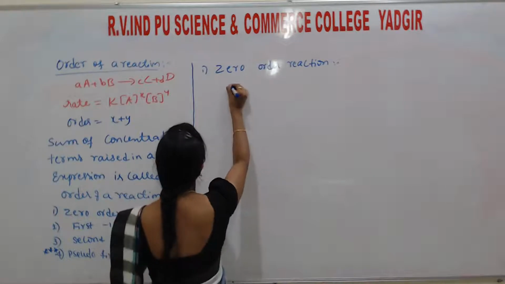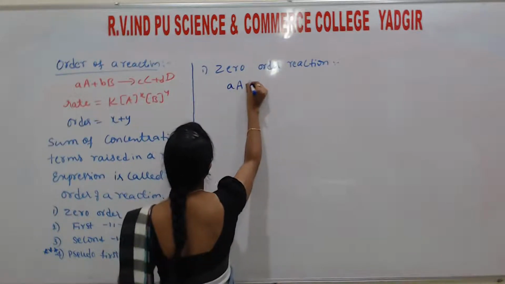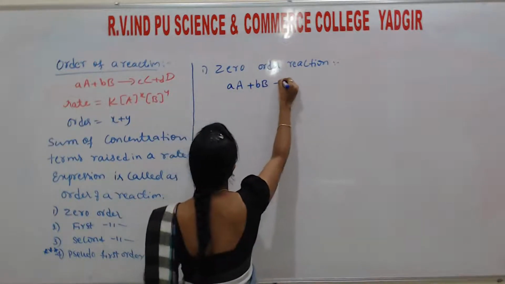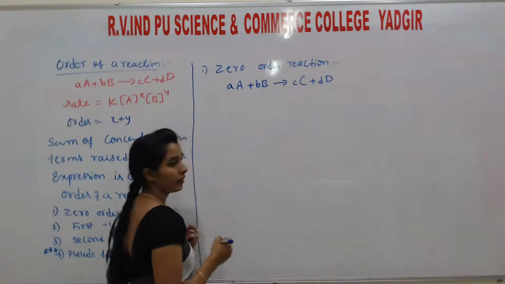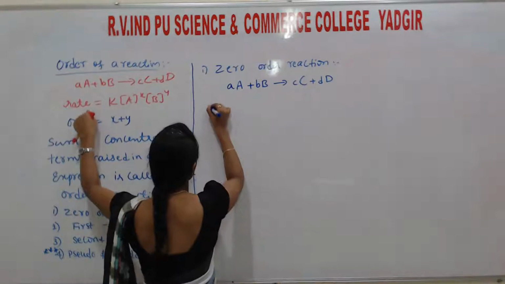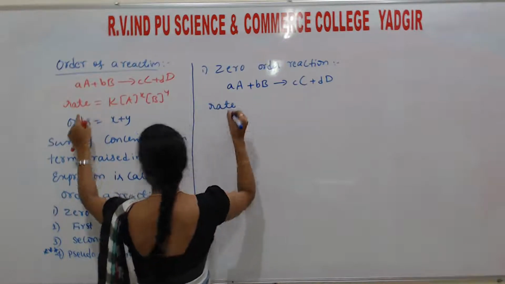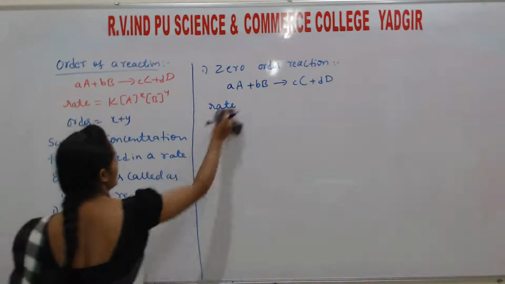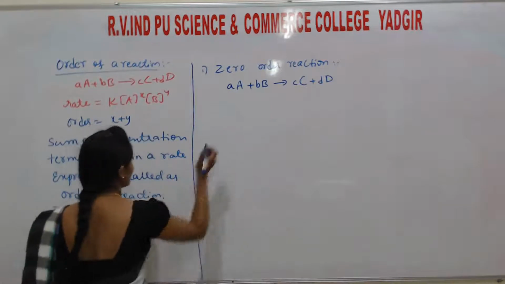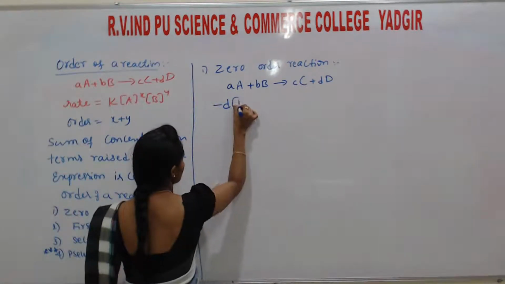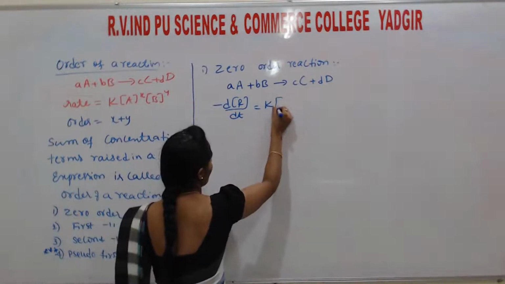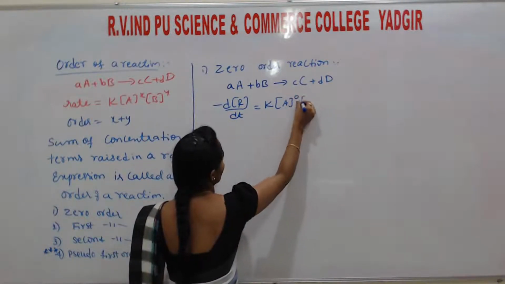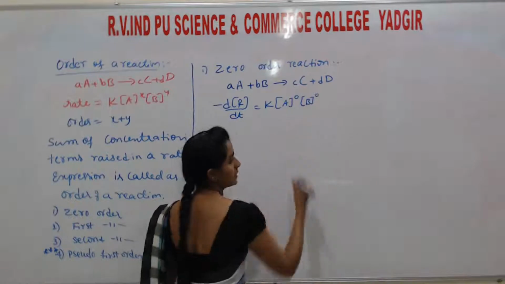Okay, general reaction I'll take first. A + bB gives rise to cC + dD. So this rate means what? I'll write it completely, which is minus dR by dt is equal to k, [A] to the power 0 and [B] to the power 0.